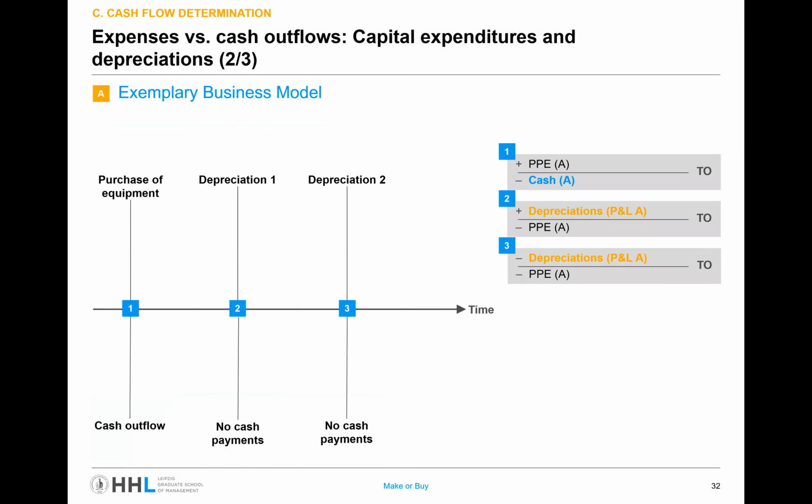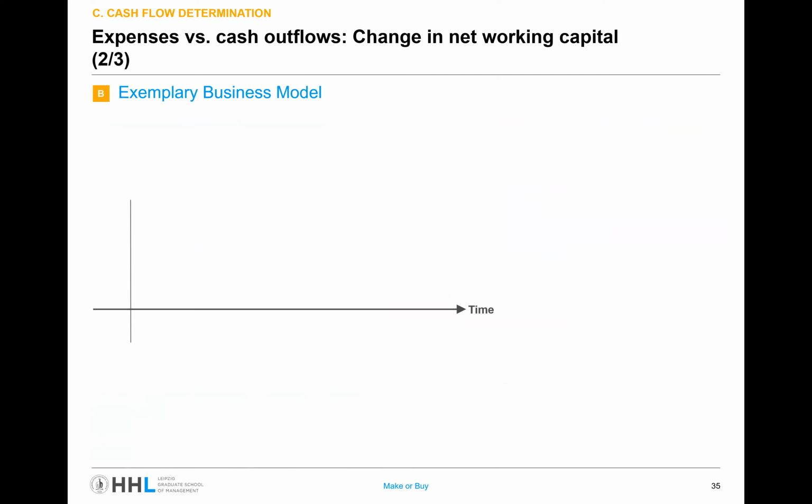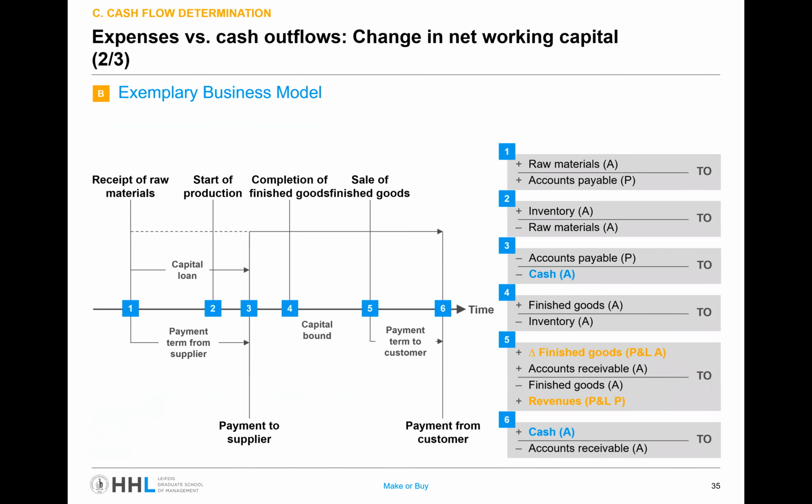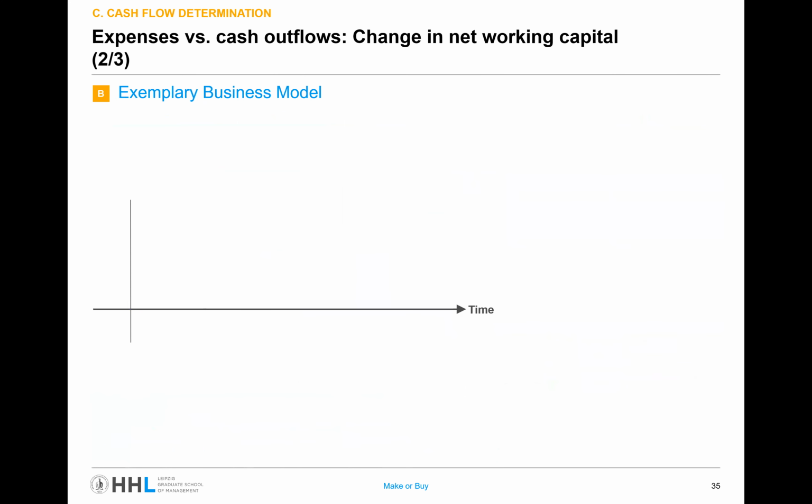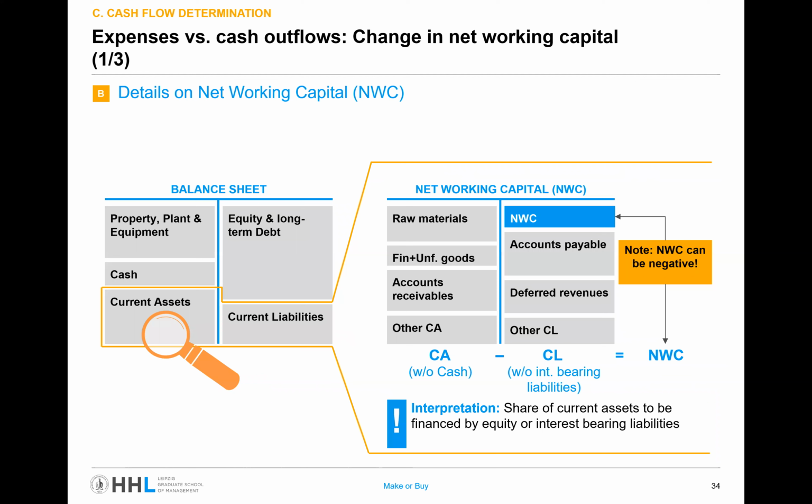And my favorite slide to explain that is, where is it? Sorry, this one. Here you can see how it is calculated. Here you have inventory, raw materials, finished and unfinished goods, and those accounts receivable. And here you have accounts payable. There might be some other stuff. We can talk about it on Friday if you like, if that is part of the case, but usually those are the important ones.